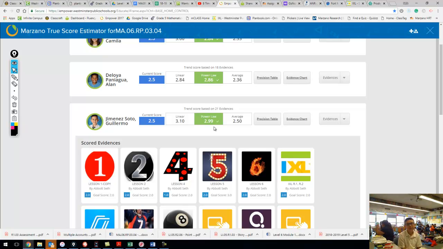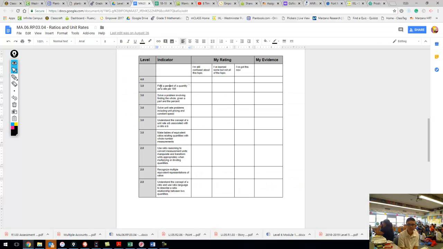2.75. But that's only on that one score 3 indicator, right? Because on finding a percent, you're a score 3. And on unit rate, you're a 2. Part and percent, you're a 3. And unit rate, you would be a 2. Equivalent ratios, you're a 3, right? Okay.